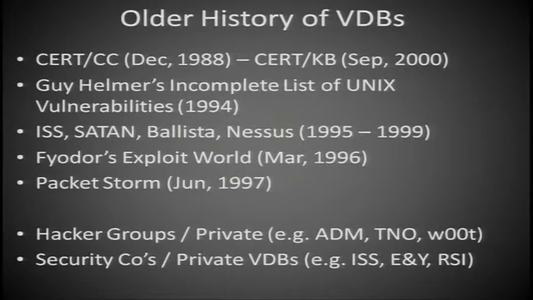You have the incomplete list of Unix vulnerabilities. You actually had the original security products that were vulnerability scanners, and in doing so, they maintained their own vulnerability database of sorts. In their case, it was specialty in the sense that this is something that we can actually check. Packet Storm goes back a way, Fyodor's exploit world.